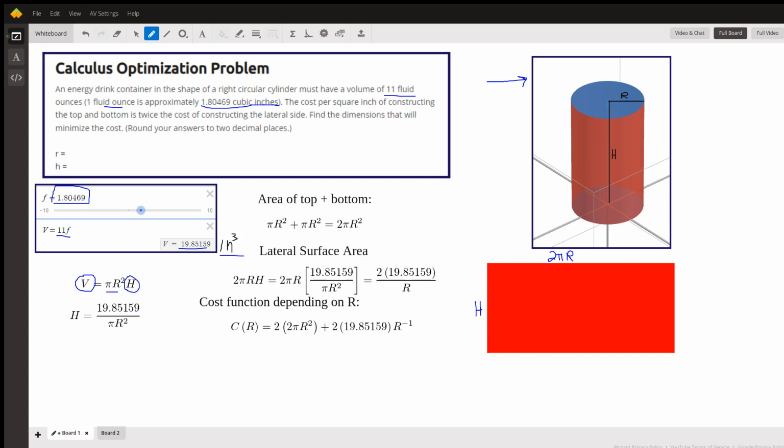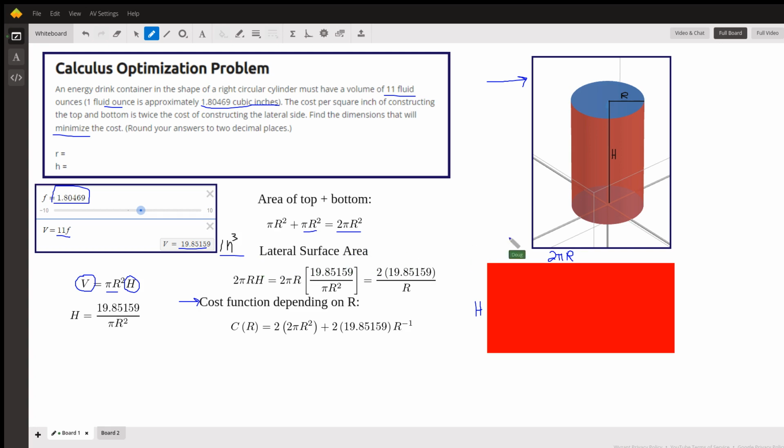That's a constraint. And we're going to set up a cost function, which is going to be our objective function, the one that we're going to try to minimize. We're going to minimize the cost. So the area of the top plus the bottom: it's a circle, so the area of the top is pi r squared. So is the area of the bottom. So there are 2 of those.